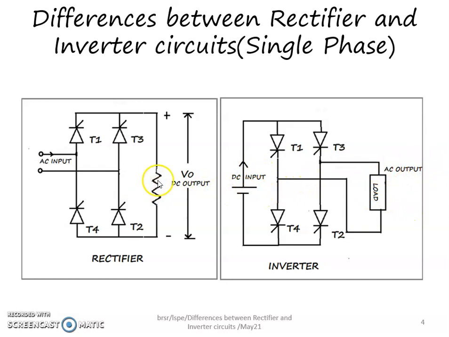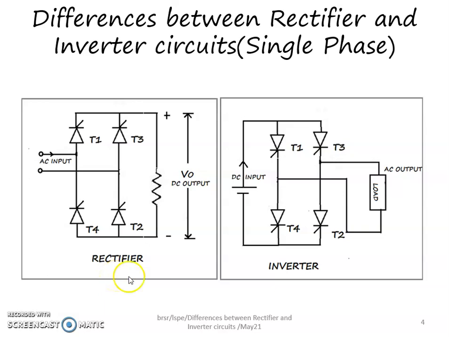The input is given in the case of rectifier in the junctions of T1, T4. Between the two thyristors, the input is given at the junction, and the output is taken from the top and the bottom corners of the circuit. Whereas in the case of inverter, the input is given at the top and bottom corners, and the output is taken from the junctions. So what is shown here is a single phase rectifier and single phase inverter. The single phase rectifier is a full wave rectifier. The single phase inverter is also a full wave rectifier.